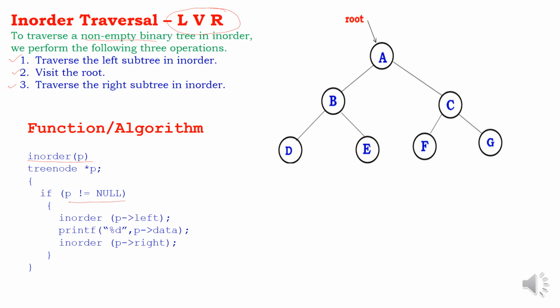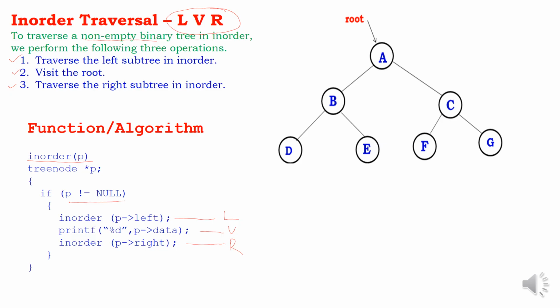we perform three things. What is inorder P left? Traverse left subtree in order, then printf P data, that is visit root node, then inorder P right, traverse right subtree in order. Traverse left subtree in order, visit root node, traverse right subtree in order. See here, this is the example.